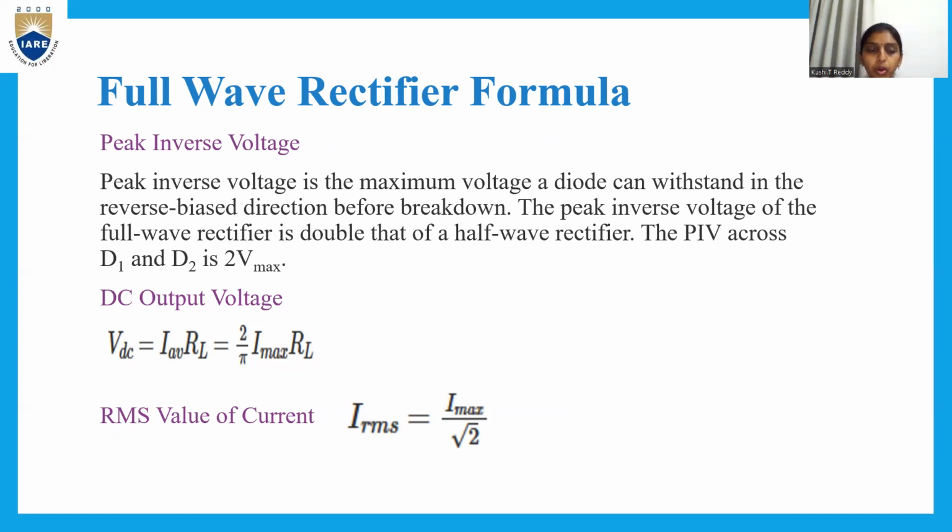Coming to the DC output voltage, it is denoted by VDC. VDC is equal to I average into RL, where RL is nothing but the load resistance. So VDC finally becomes VDC equals 2 by pi times I max times RL. Coming to the RMS value of current, RMS is nothing but root mean square value. So IRMS is equal to I max by root 2.